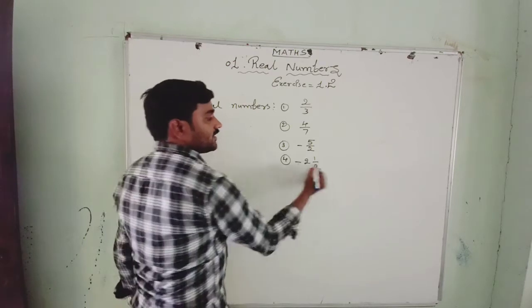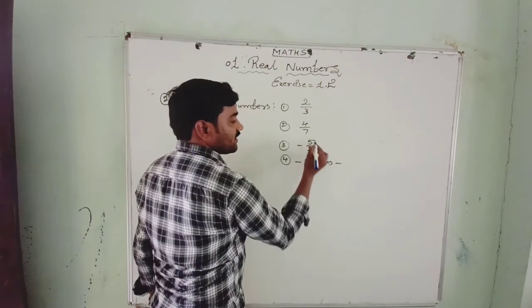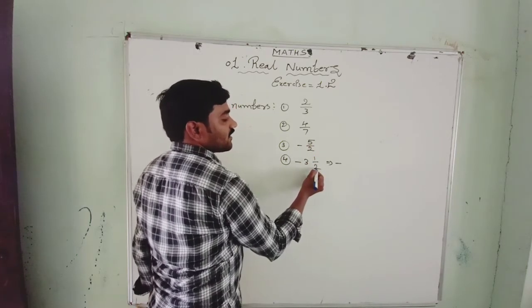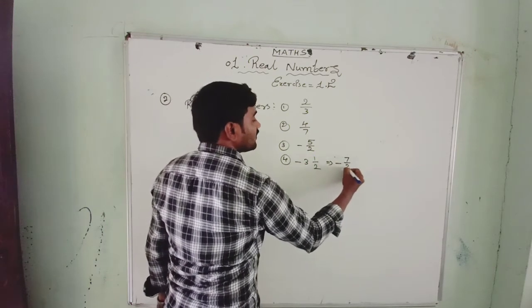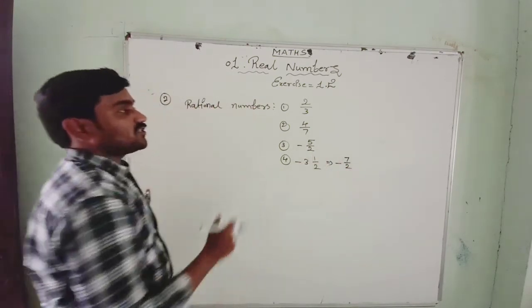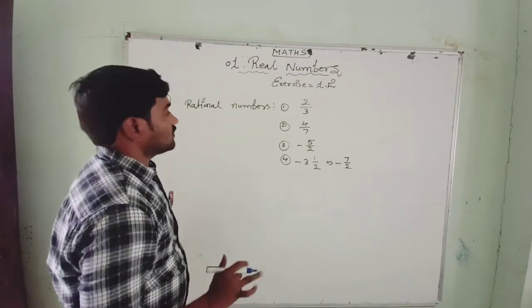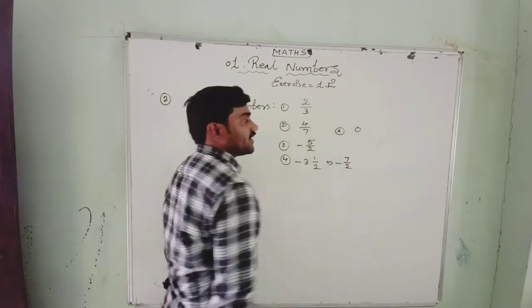How can I say? It can be represented now. See, same thing. If I write here minus 3 whole 1 by 2, then you can write 2 threes are 6 plus 1, 7, minus 7 by 2. See, 2 positive rational numbers, 2 negative rational numbers I wrote. It will be a rational number. Or not, I can also write the other example like 0, also a rational number.